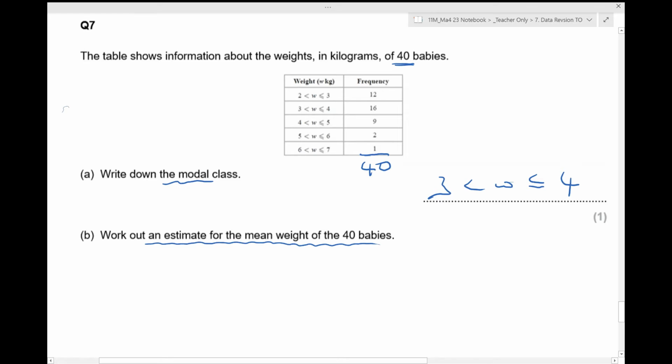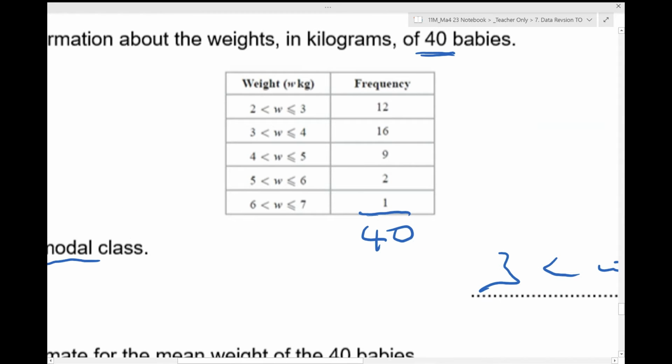Let's first of all do our midpoints: 2.5, 3.5, 4.5, 5.5, and 6.5. Right, multiply. 2.5 times 12, 12 babies weighing 2.5 each, 30. 16 babies weighing 3.5 each, 56.